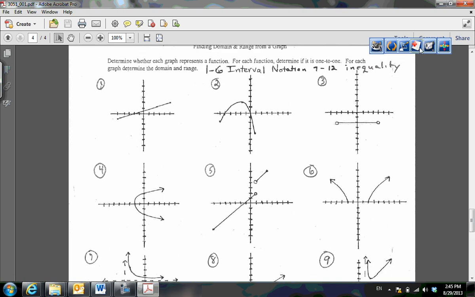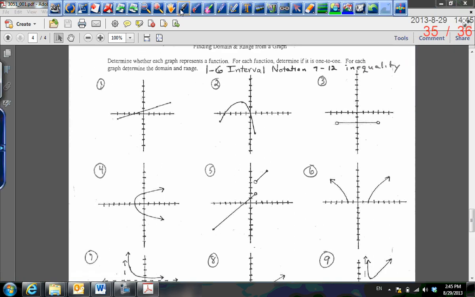Alright, on the back. Gotta do lots of stuff. Number one, we gotta do interval notation for the first top 6. On the bottom 6, we're doing inequality. Yes, you know what the difference is. Intervals use parentheses and brackets. Inequality uses less than or equal to signs. Alright, 1 through 6. Pick one and I'll do it. That's way too easy. 5 it is. What about 6?